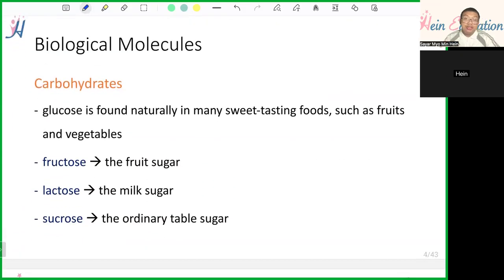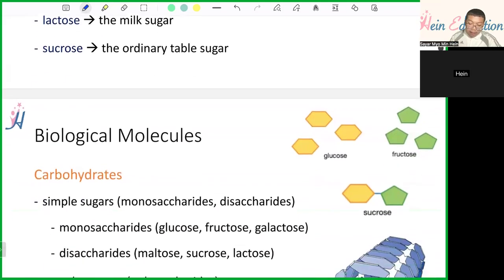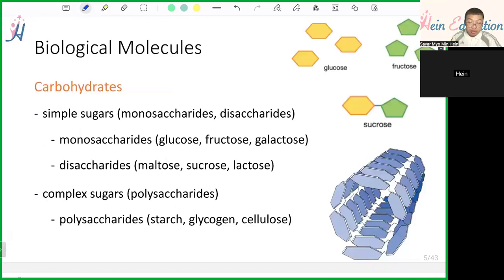Glucose is usually found in many sweet tasting foods, such as fruits and vegetables. Some examples of other carbohydrates are fructose, the fruit sugar, lactose, which is in milk, and sucrose, which is the ordinary table sugar. So we have glucose, fructose, lactose, and sucrose. Carbohydrates are made up of simple units, which are simple sugars, or glucose. We can subdivide them into three groups, which are monosaccharide, disaccharide, and polysaccharide.